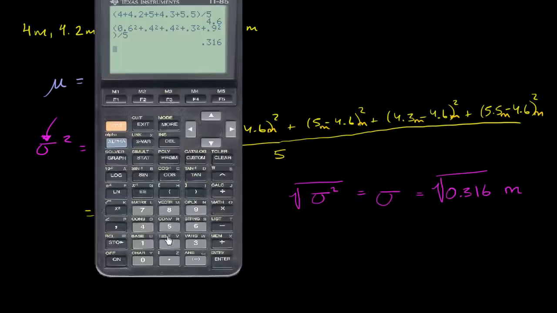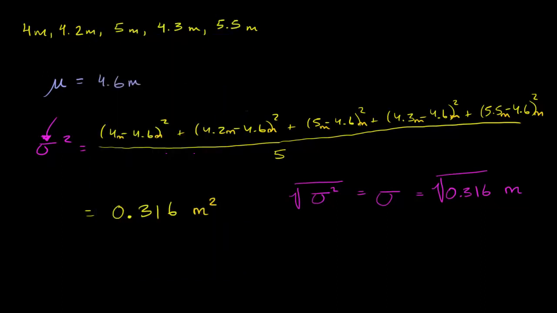So let me take the square root of 0.316, and I get 0.56. I'll just round to the nearest thousandth, 0.562. So it's approximately 0.562 meters. You might be saying, Sal, what do we call this thing that we just did? The square root of the variance. And here we're dealing with the population. We haven't thought about sampling yet. The square root of the population variance. What do we call this thing right over here?